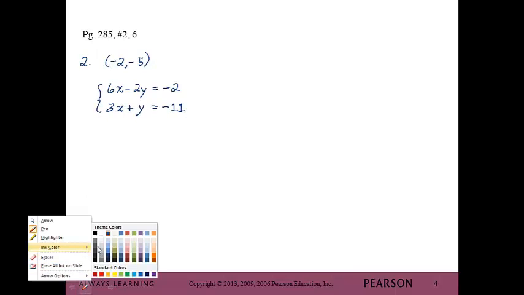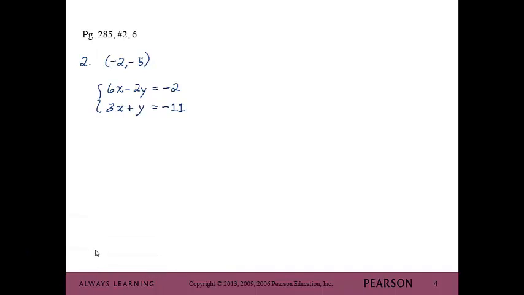And just like before, we're going to take the x coordinate and plug it in for x, and the y coordinate and plug it in for y. We're going to do it for both equations, and we'll see if the left side equals the right side. So we have 6 times -2 minus 2 times -5, and we want to know, does this equal -2? So 6 times -2 is -12. -2 times -5 is 10. And then -12 plus 10, that is -2. So it works for the first equation.